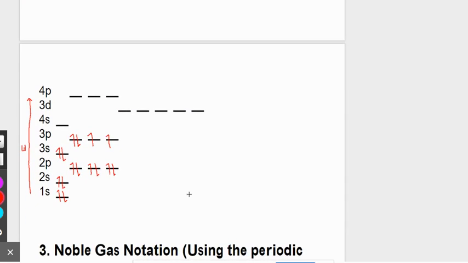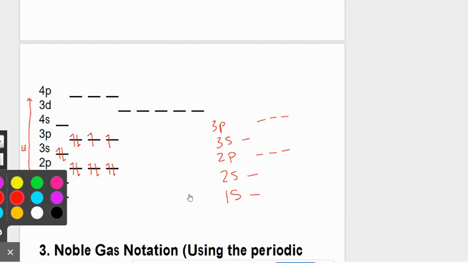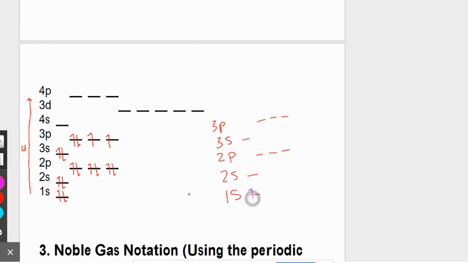If the question on the test asked you to draw the orbital notation, you would actually redraw this like so: 3 lines for the p orbitals, 3s, and then 3 lines for the 3p. I'm going to use a different color for the electrons now.